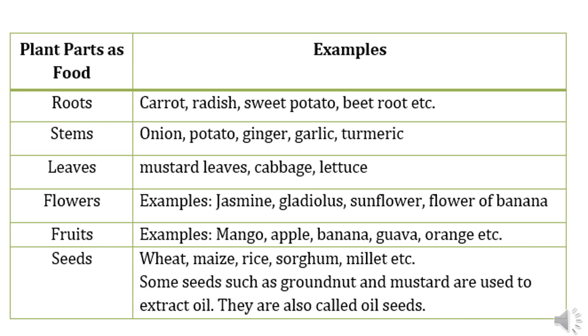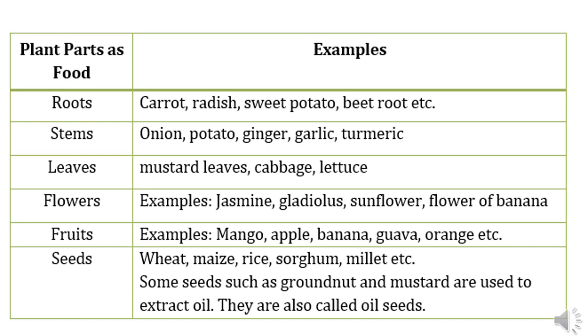Carrot, radish, sweet potato, beetroot, etc. All these things grow under the ground and they are roots in nature. They have tiny hairs on their body. Those hairs are actually little roots. All these roots can be eaten.